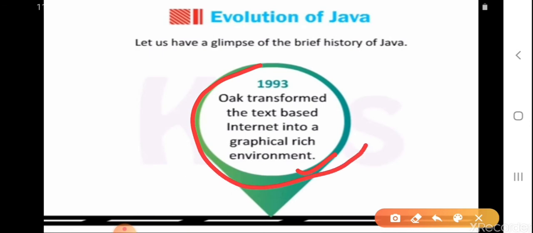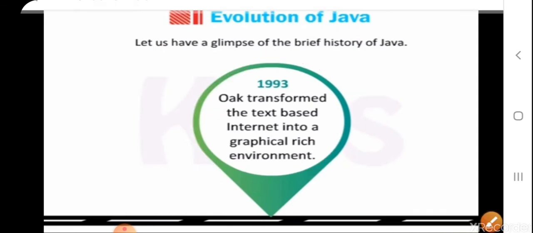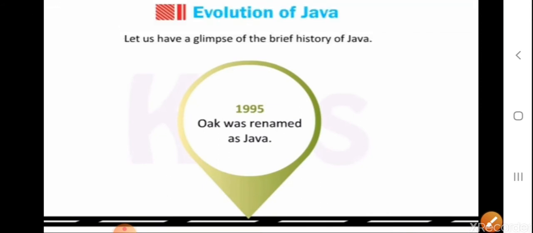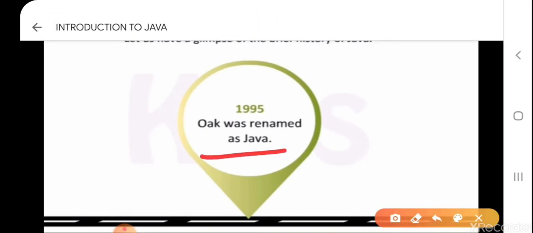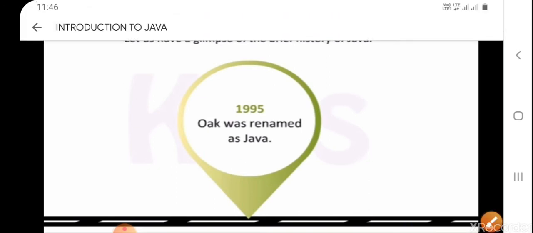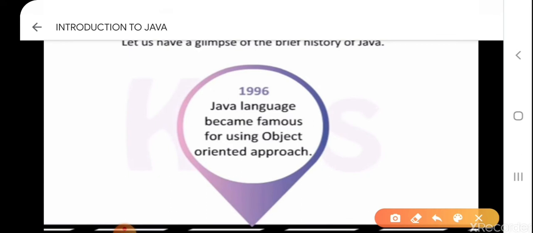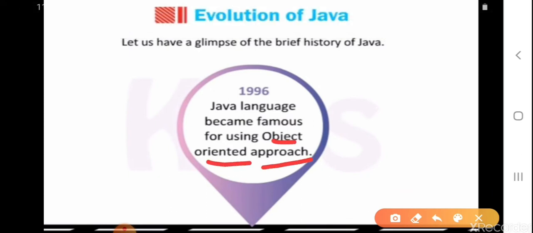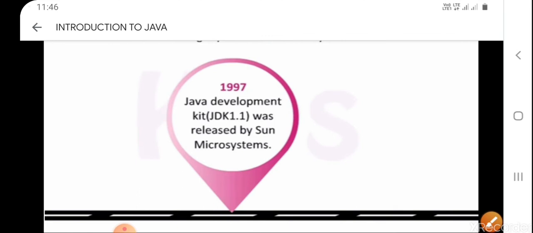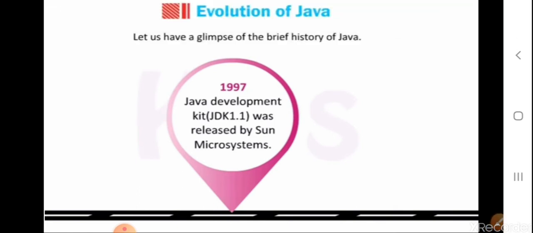Which language transformed the text-based internet into the graphical rich environment? The Oak. Still, it is not renamed Java as of yet. Now, in the year 1995, due to the dispute with Oak Technologies, Oak was renamed as Java. Now, in 1996, Java language became famous for using the object-oriented approach. Then, in the year 1997, Java Development Kit JDK 1.1 was released by Sun Microsystems.